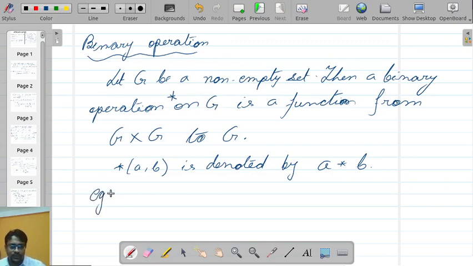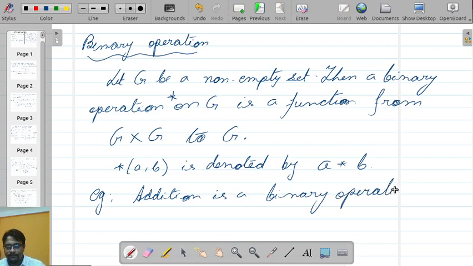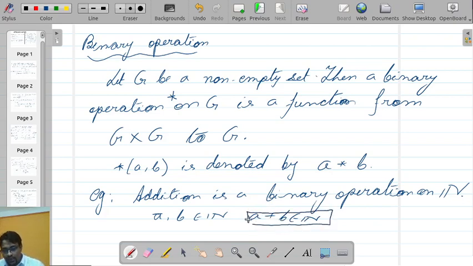For example, addition is a binary operation on the set of natural numbers, because if you take two natural numbers, then a plus b is always a natural number. Whatever result you get after performing the operation should be an element inside the same set; then only we say that it is a binary operation on that set.